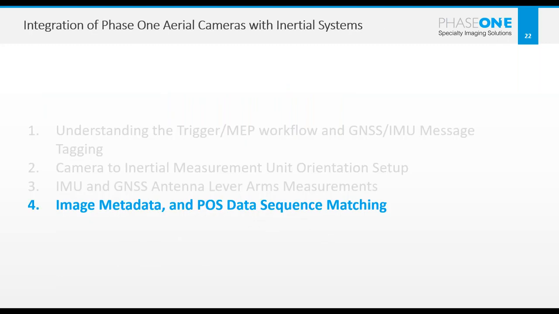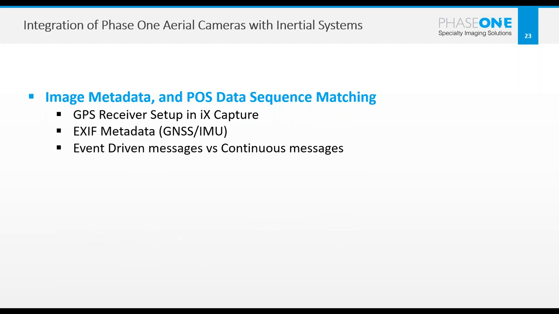Then the fourth section, and the last one: image metadata and post-data sequence matching. We have three concepts here. One is the GPS receiver setup in IX Capture. Another is EXIF metadata coming from the post system containing GNSS and IMU data. And the third is the differentiation of event-driven messages versus continuous messages coming from the post, and how this can help us understand the matching of the events with the file names.